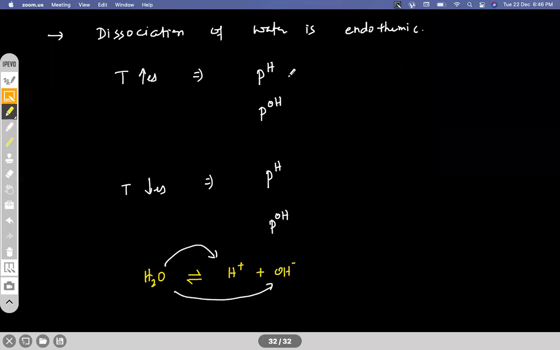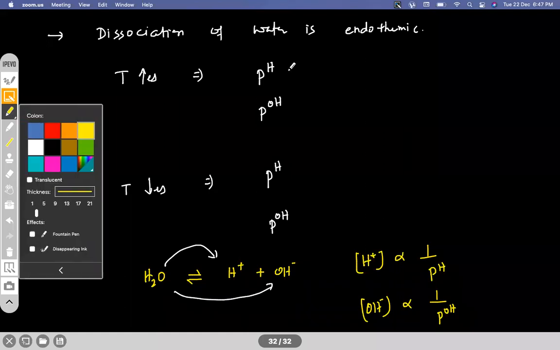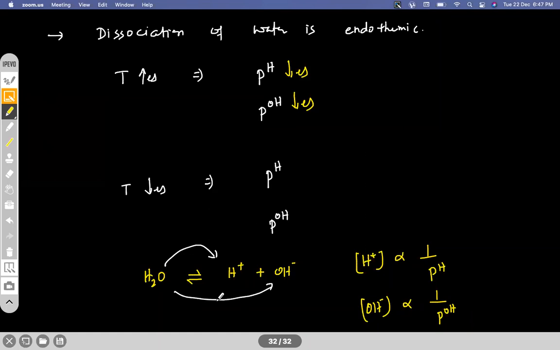So when the concentration of H plus increases, pH will decrease because we have this relation, concentration of H plus inversely proportional to pH, right? And concentration of OH minus inversely proportional to pOH. So both H plus and OH minus concentration is increasing. So pH will decrease and pOH will also decrease. When temperature decreases, the reaction goes in backward direction, right? So pH and pOH both increase.